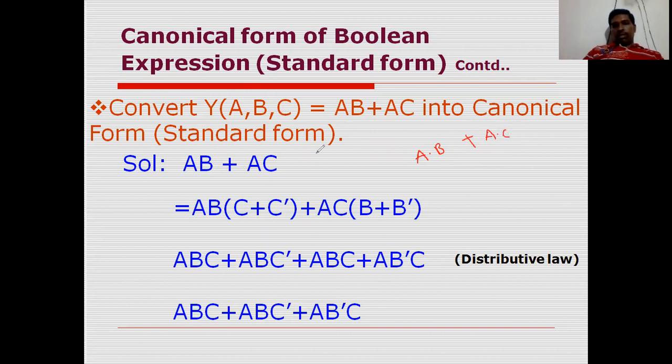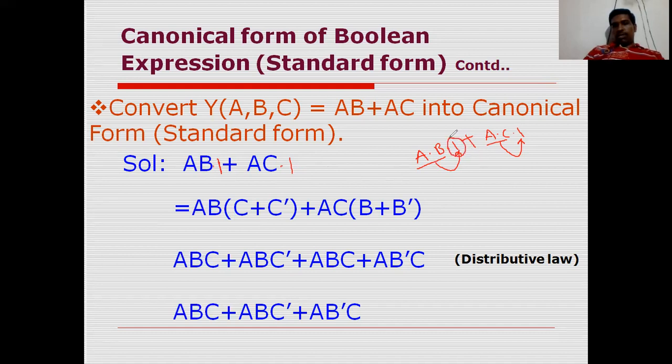Now, if I multiply this AB with 1, my value will not be changed. If I multiply this AC with 1, then also my value will not be changed. That's what I am doing here: multiplying the first term AB with 1, and likewise AC with 1. Because AB into 1 is AB, and AC into 1 is AC, I will get the same expression back.